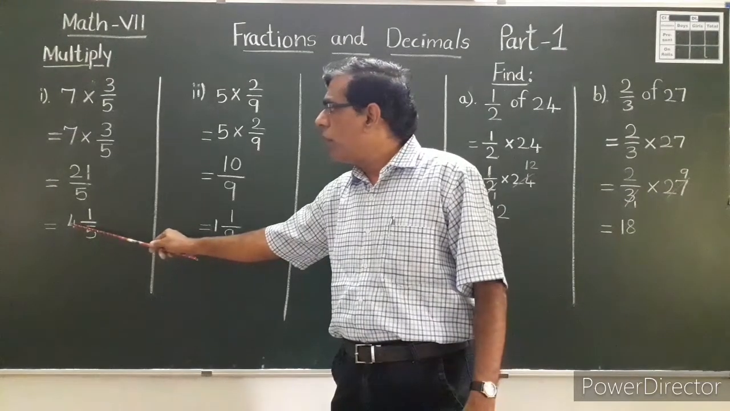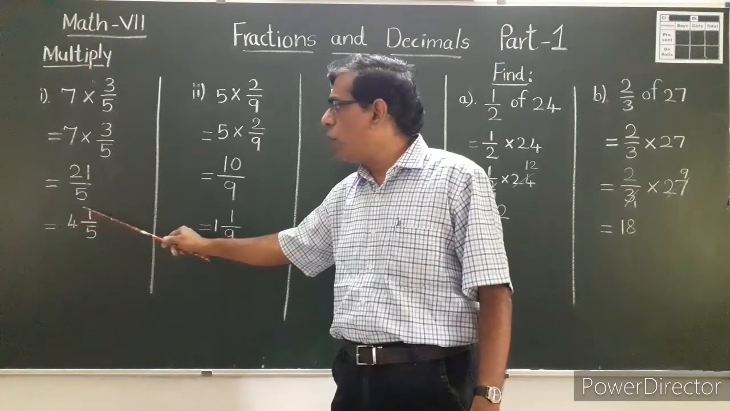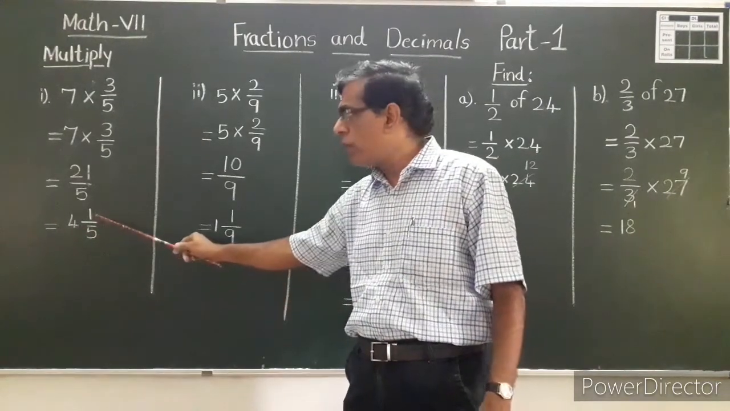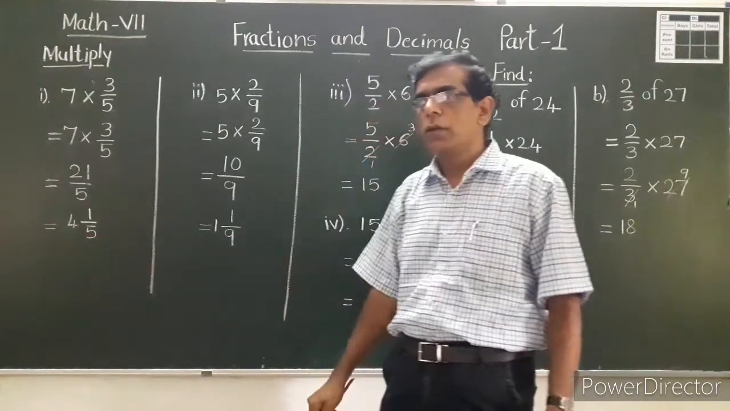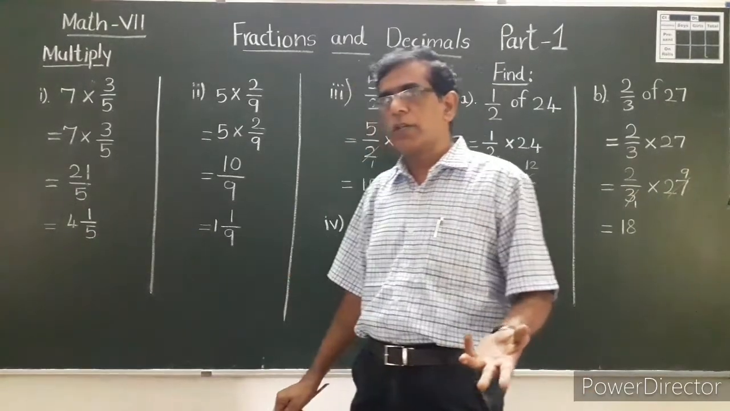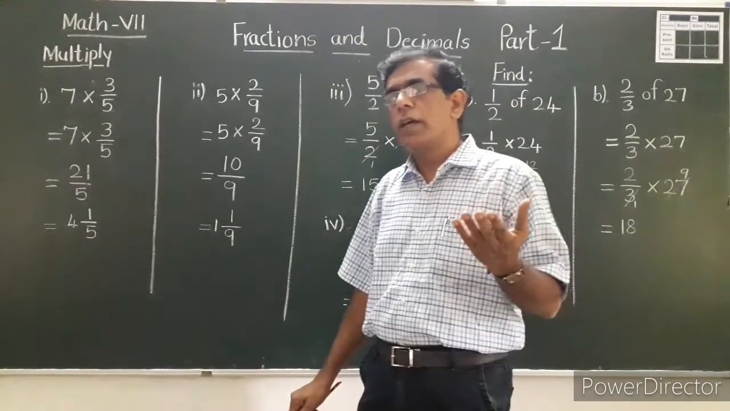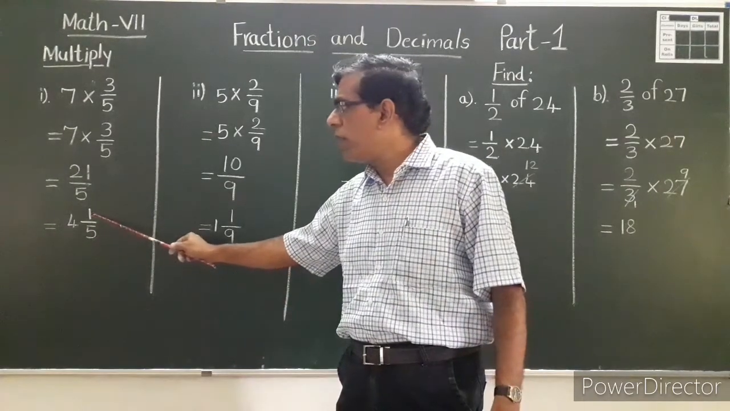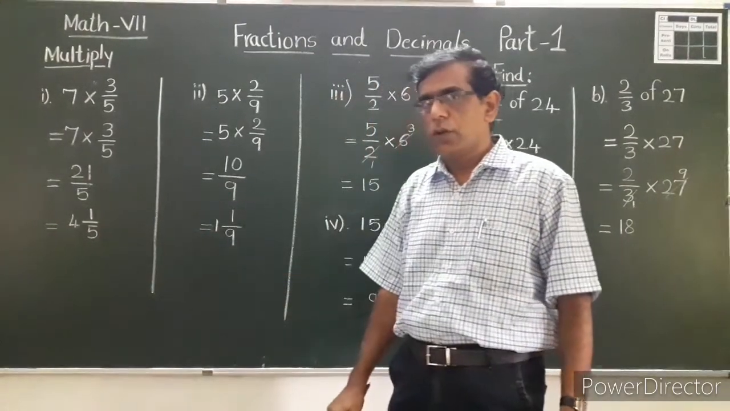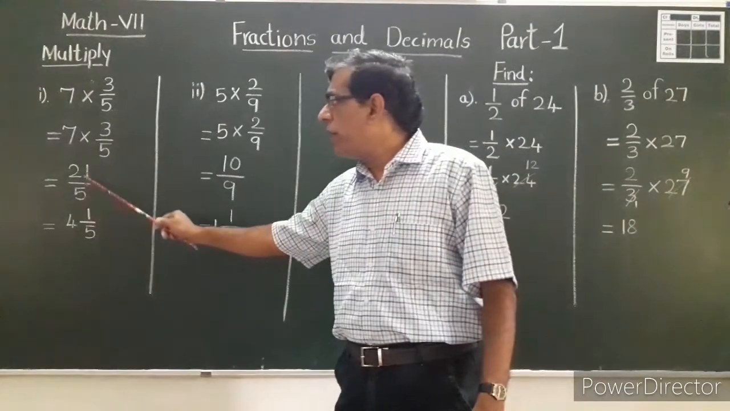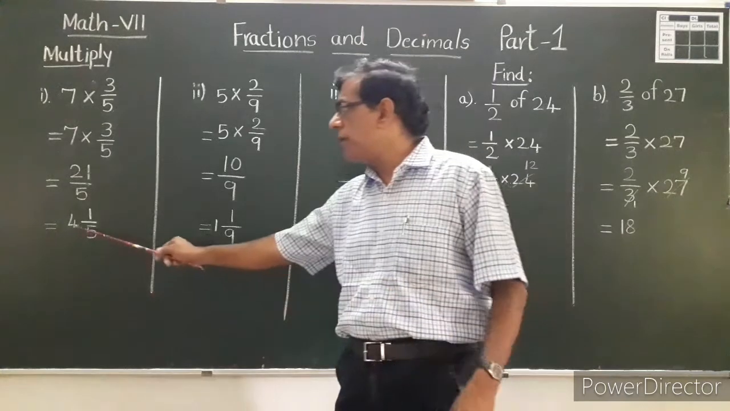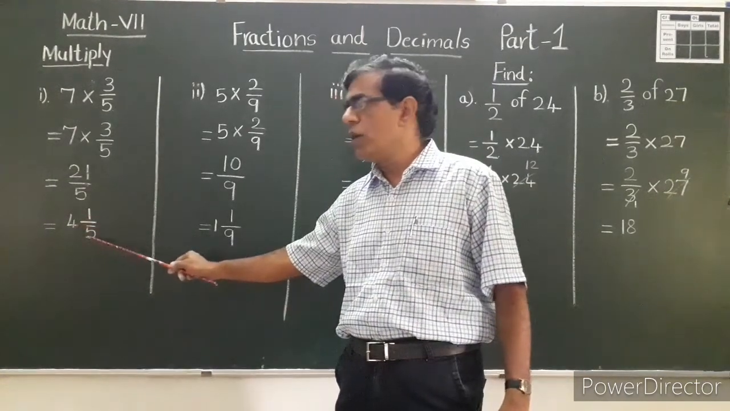Now, how can we write 4 1 by 5? 4 is a natural number, 1 by 5 is a proper fraction. In a proper fraction, the numerator is less than the denominator. Here, 1 is less than 5. So when we convert 21 by 5 into a mixed fraction, the answer is 4 1 by 5.